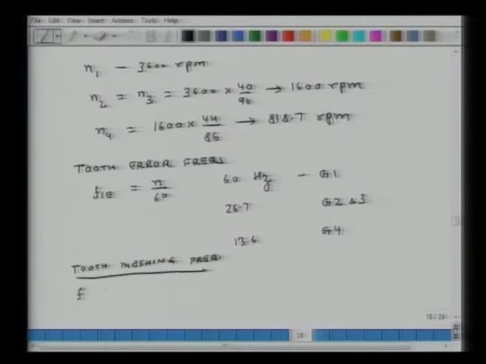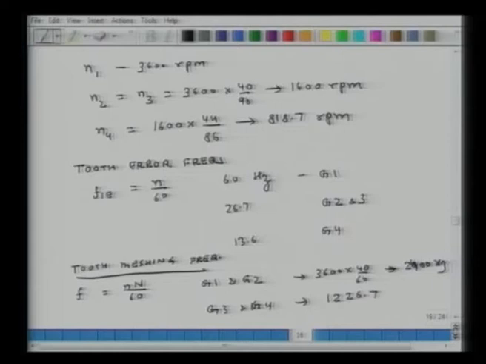Similarly, the fundamental tooth meshing frequency. So that is F equals N times uppercase N over 60. So we find this for all four gears. Gear 1 and gear 2 are meshed with each other, so they have the same frequency. That is 3600 times 40 over 60, which gives me 2400 hertz. Right. And gears 3 and 4, if I do the calculations right, it is 1226.7.